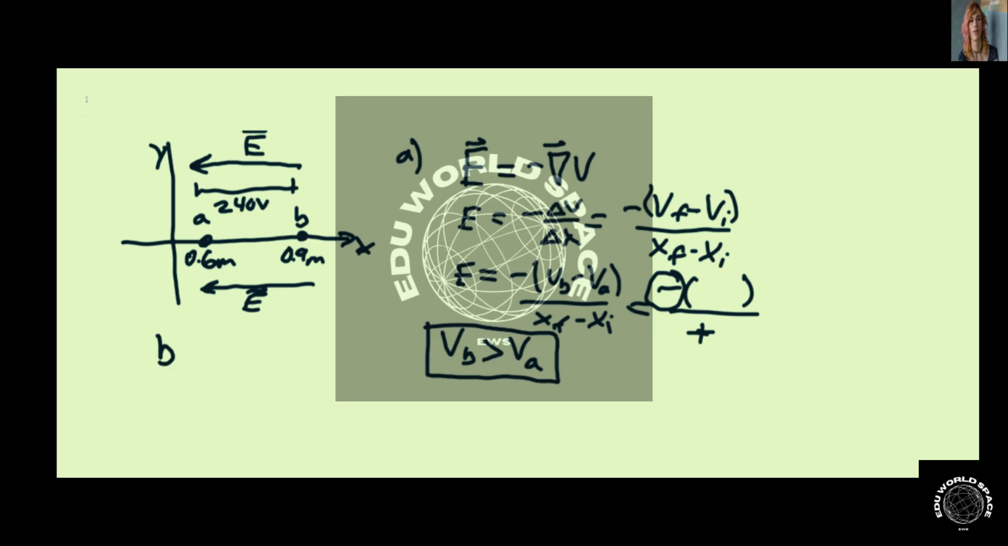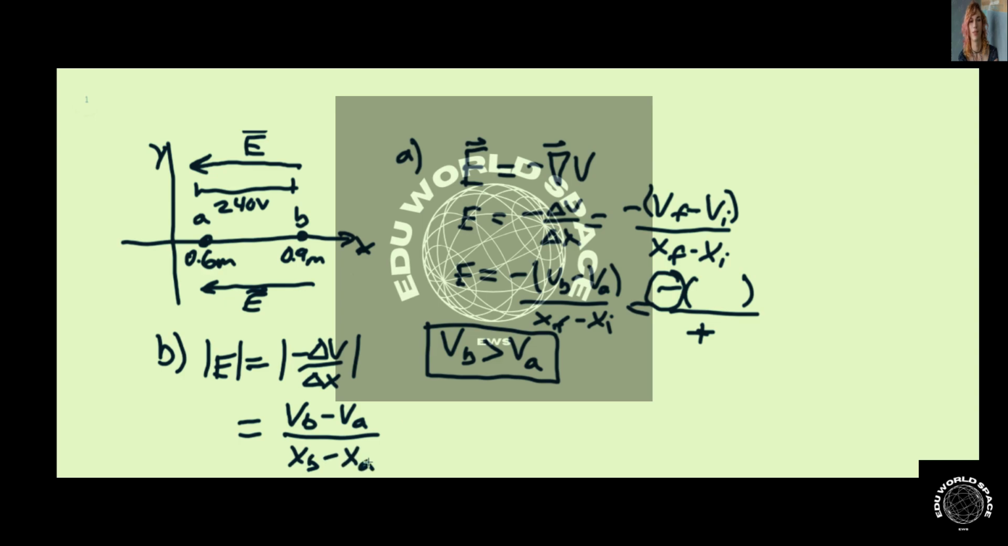So now we want to actually use what we just figured out to calculate what the magnitude of the electric field is. So the magnitude of E can just be equal to the magnitude of this minus delta V over delta X. So now we just plug in what all our values are. We have VB minus VA over XB minus XA. And so we would have 240 minus 0 over 0.9 minus 0.6.